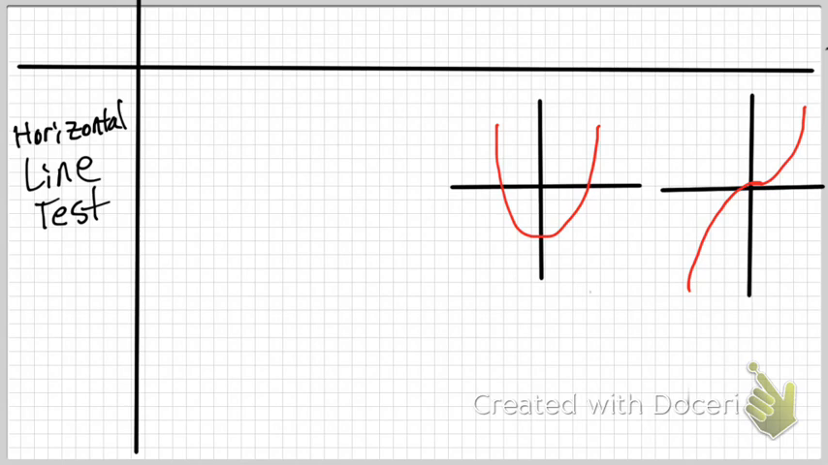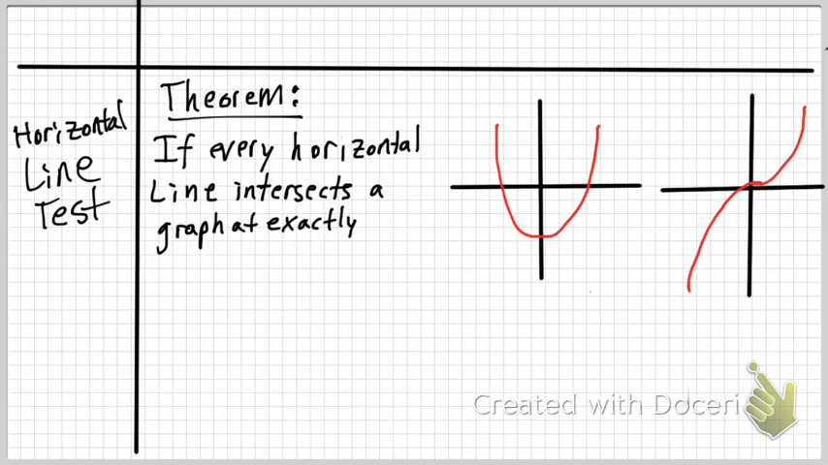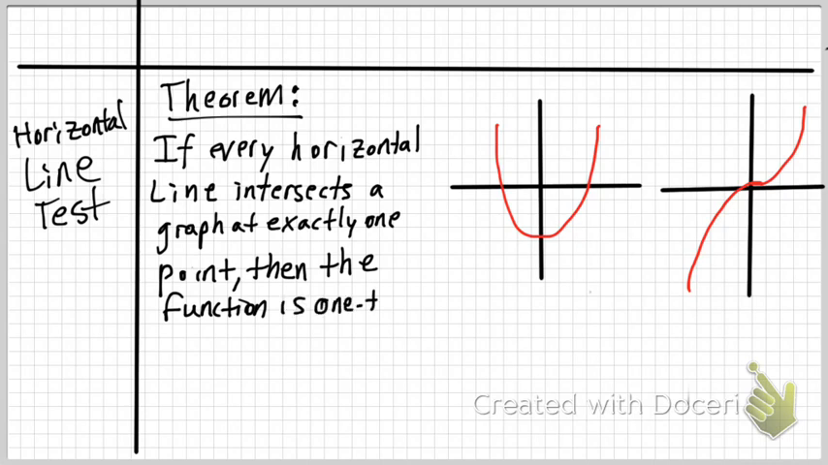All right, let's talk about the horizontal line test. You guys are familiar with this. The horizontal line test is a theorem. If every horizontal line intersects a graph at exactly one point, then the function is one-to-one. So again, we're talking about that one-to-one condition. And one-to-one is very important for when we start to determine whether or not two things are inverses or not.